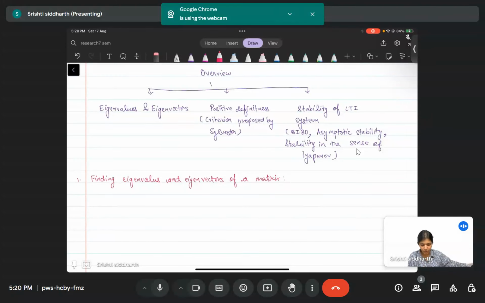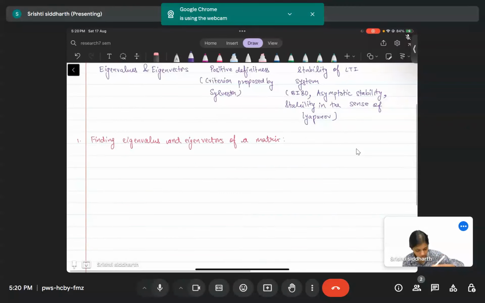Alright, so we already know that to calculate eigenvalues and eigenvectors, we first need to determine the characteristic equation, which is the determinant of sI minus A equated to 0, or if you want to write it in terms of lambda, then the determinant of lambda I minus A equals 0. Okay, so let's start with an example. The matrix is a 3 by 3 matrix. It's minus 4, 1, 0, 0, minus 3, 1, 0, 0, 1, minus 2.